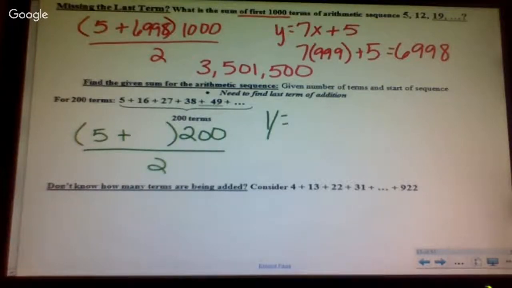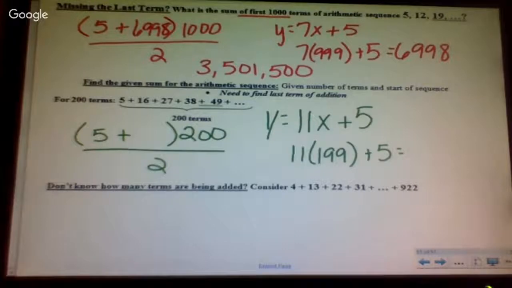Y equals 11x plus 5. What am I plugging in for x if I have 200 terms? 199. Always one less. Because remember, to get this one, we always have to go one higher. So to get this, we have to go one lower.